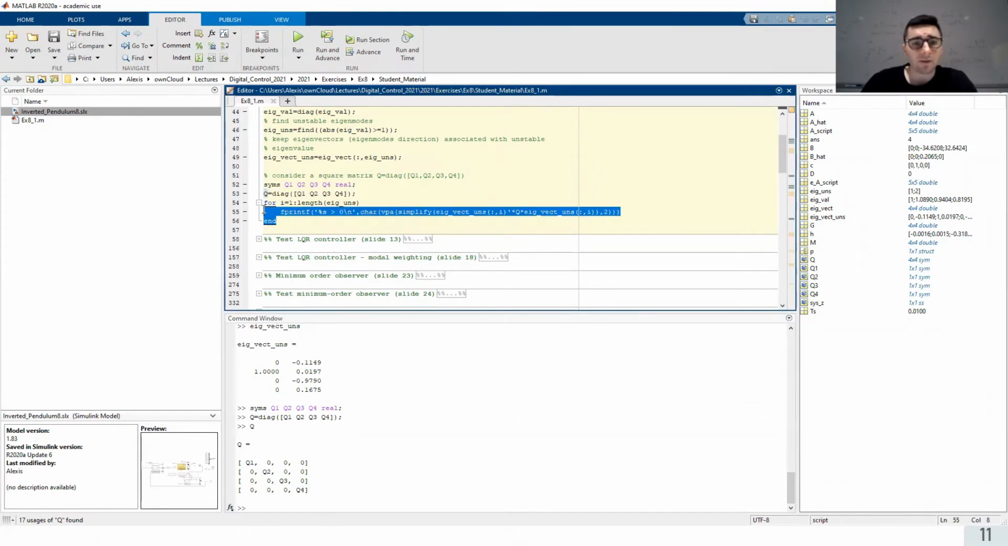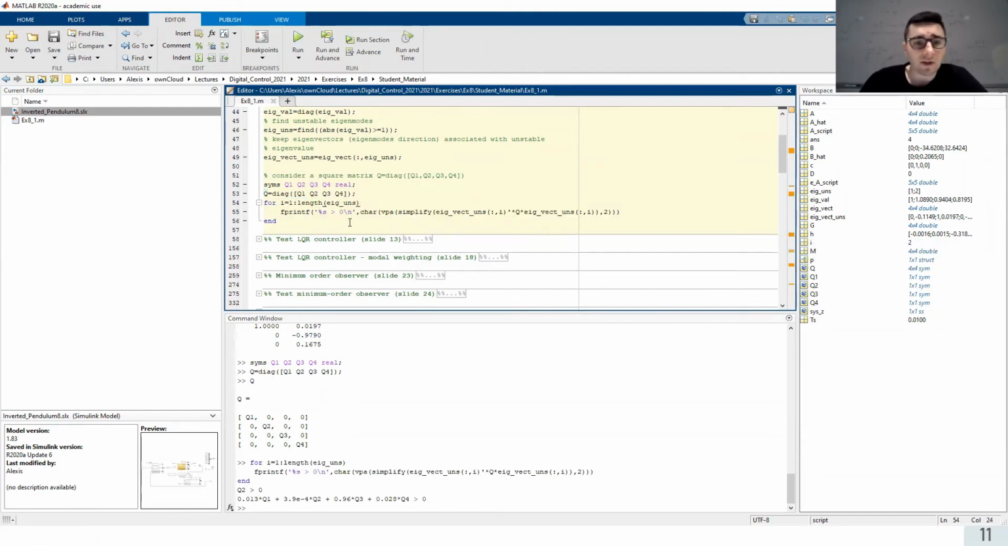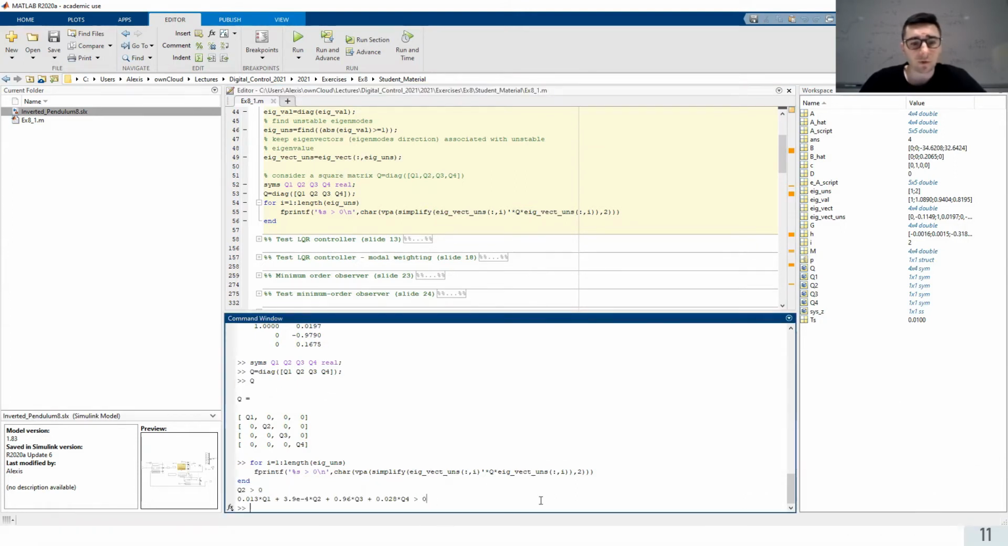And then I just look at the condition. So the condition is that each eigenvector transpose times Q times the eigenvector should be positive, and that results in these two conditions here. So Q2 bigger than 0, and then some combination of Q1, Q2, Q3, Q4 with only positive terms bigger than 0. And as I know from the first condition that Q2 is bigger than 0, then I can choose Q1, Q3, and Q4 to be anything but negative, real or 0 value, because it has to be semi-positive definite.